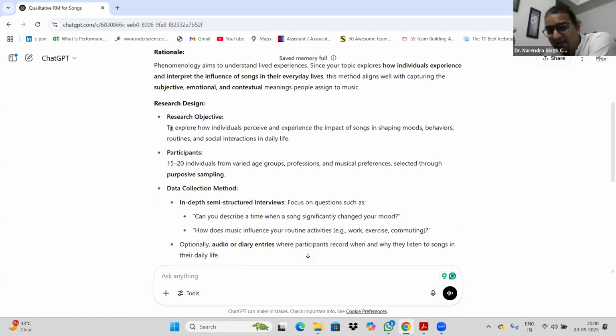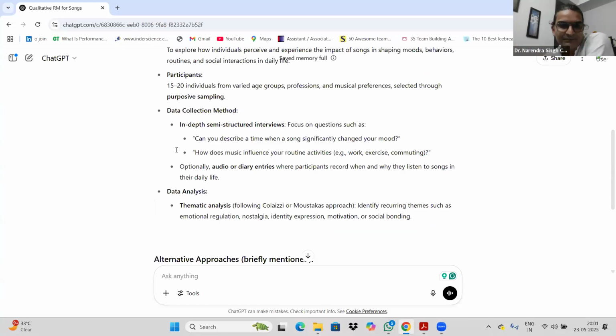Can this be the topic title? Yes, it can be. What could be an ideal sample size? 15 to 20, right? So varied age groups. The larger the heterogeneity in your participants, the better the results will be. Musical preferences. And what is it? Purposive sampling.